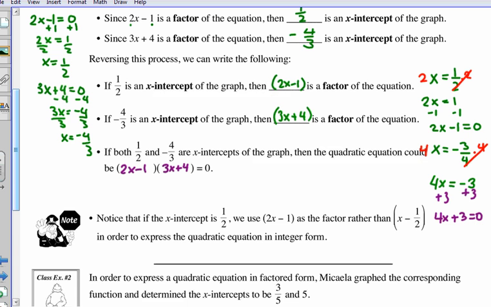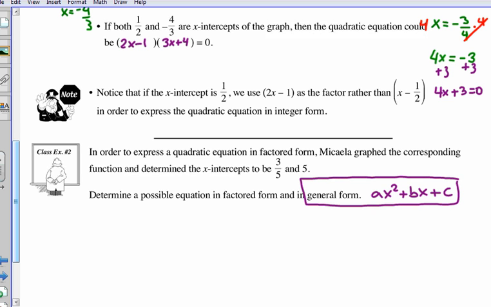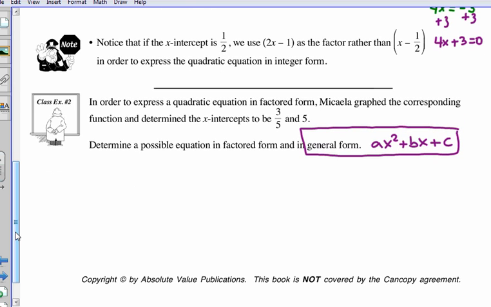So let's look at an example. In order to express a quadratic equation in factored form, Michaela graphed the corresponding function and determined that the x-intercepts were 3 over 5 and 5. Determine a possible equation for the factored form in general form. So remember, general form is ax squared plus bx plus c. That's really important. Just to review that from last unit. So they give us our m and our n.